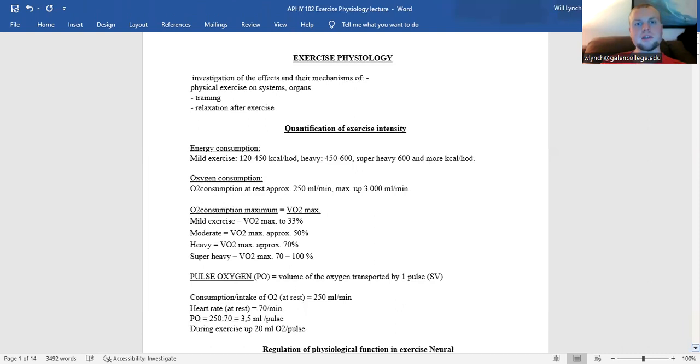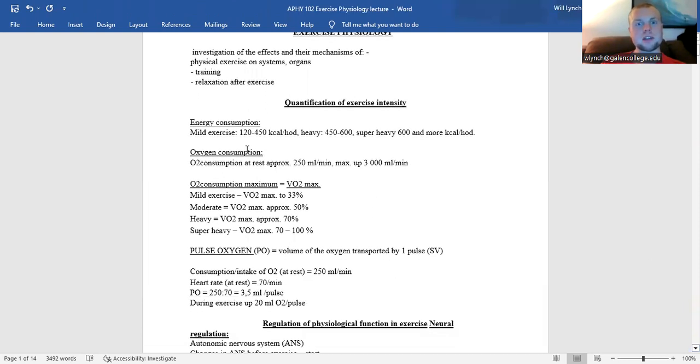So oxygen consumption during normality or during rest is usually around 250 milliliters per minute. If we go up to maximal exercise, maximal intake could be around the realm of 3 liters per minute. So a pretty massive increase there as far as exercise intensity and oxygen consumption.